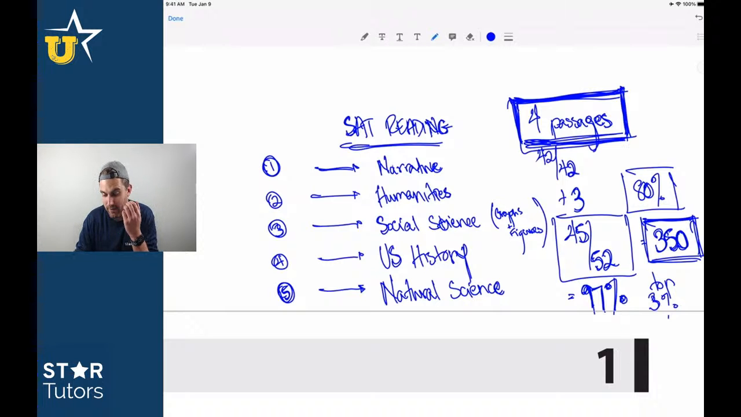Again, this is the way this test is scaled, which is awesome for you guys. It's awesome for everybody if you adapt, right? If you actually implement these things, this can be a game changer.